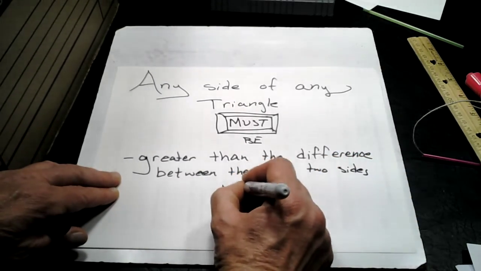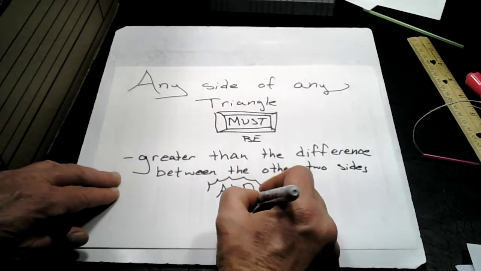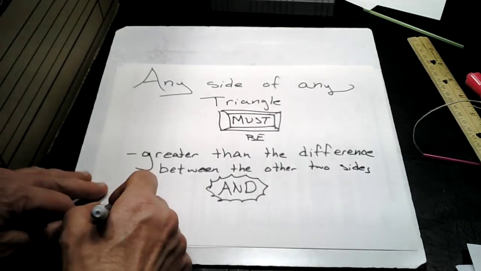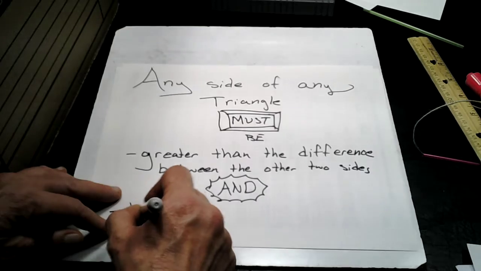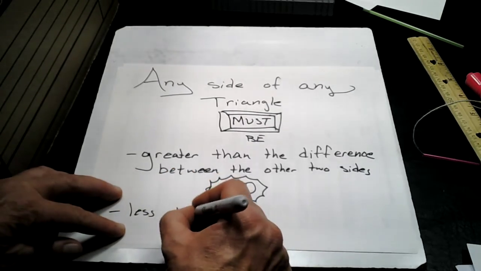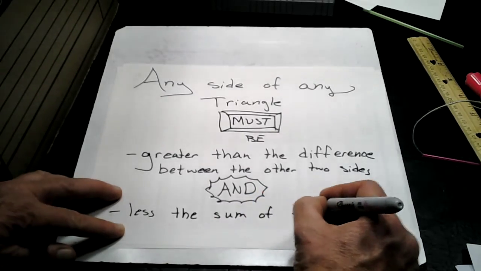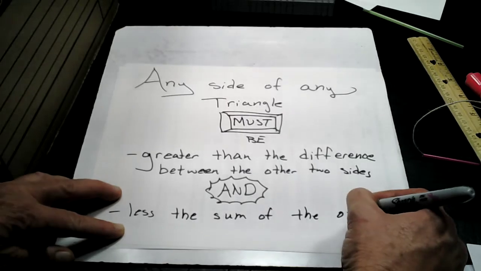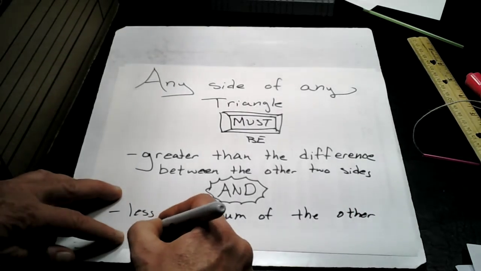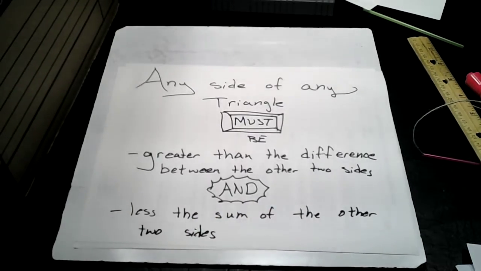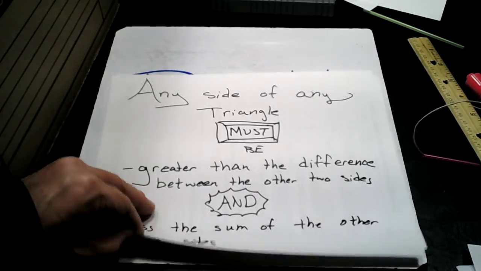And second qualification, so the side has got to be greater than the difference if you subtracted the other two sides, and it's got to be less than the sum of the other two sides. All right, so make sure you've gotten that written down, and then let's see if we can have a demonstration of what that looks like.